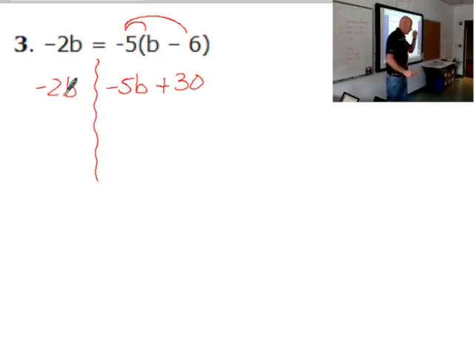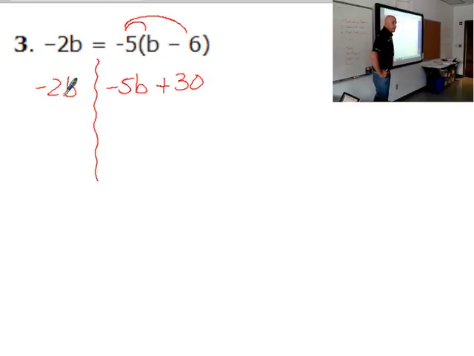Yes, sir? Why is it positive? Negative 5 times negative 6. He asked, why is it positive 30? Because negative times negative is a positive. Right. Okay, so now, what's our next step?